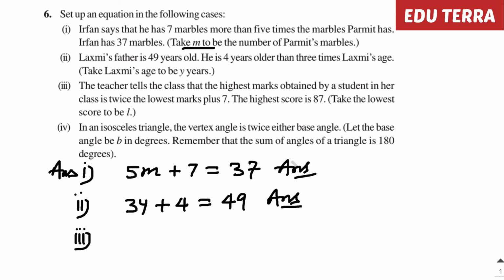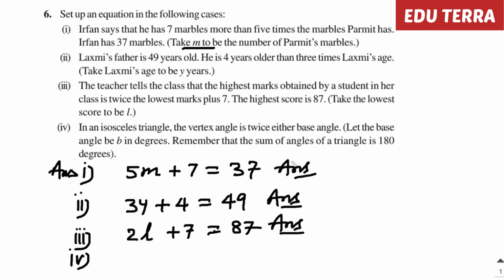The teacher tells the class that the highest marks obtained by a student in her class is twice the lowest marks plus 7. The highest score is 87. Take the lowest score to be L. Okay, no problem. The teacher is telling that the highest marks obtained by a student in her class is twice the lowest marks plus 7. So 2L, twice the lowest marks, 2L plus 7 equals 87. It is the answer for the third.